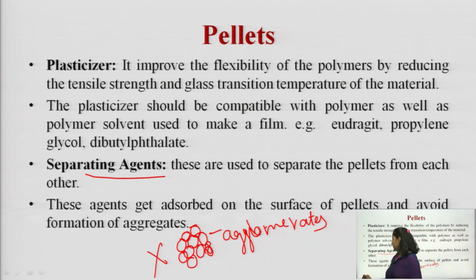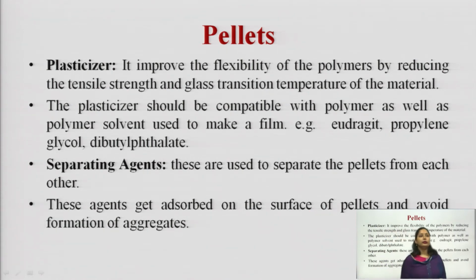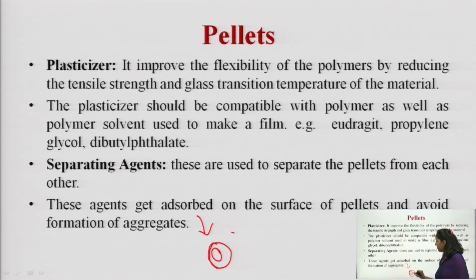Okay. So, these are used to separate the pellets from each other. These agents get adsorbed on the surface of the pellet to avoid the formation of aggregates. So, they are incorporated into the formulation. What will happen when you incorporate the separating agent into the formulation? They are going to coat the outer surface of the pellet. This is your pellet, and on its surface they will, what will happen? They will adsorb at the surface of the pellet.